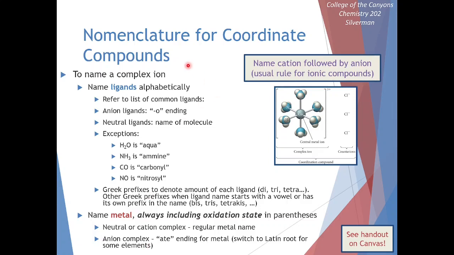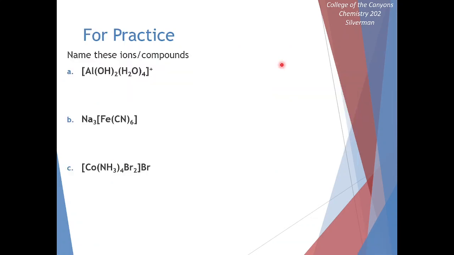Once we name our complex, we can name the overall compound. If we have counter ions outside of the complex, well, we can name this just like we would any other ionic compound. The name of the cation, then the name of the anion. Either the cation or the anion might be this complex, and the other can just be whatever's surrounding it. I know this sounds like a mess. Let's go through some examples.